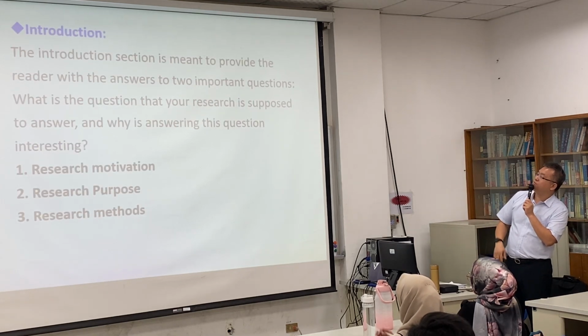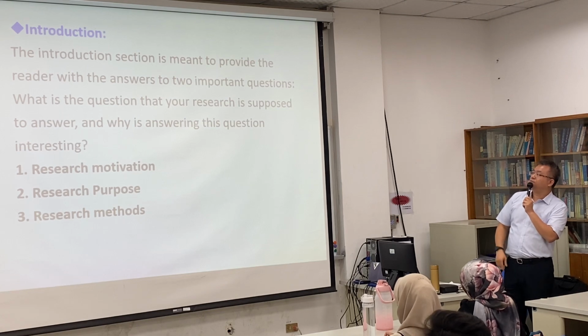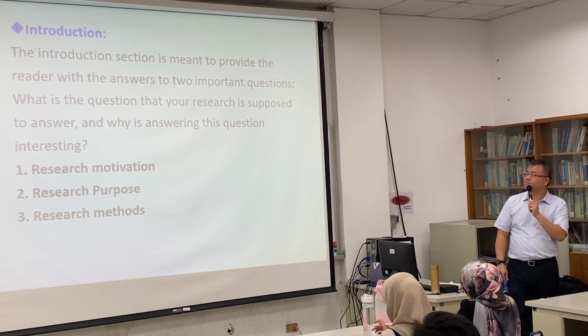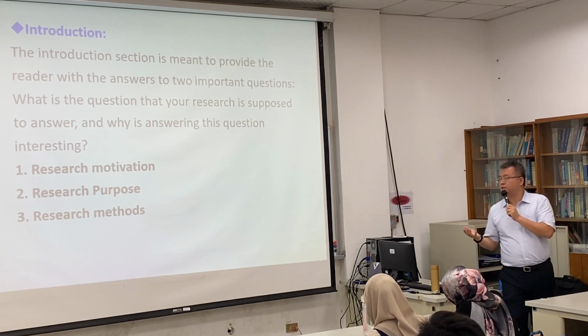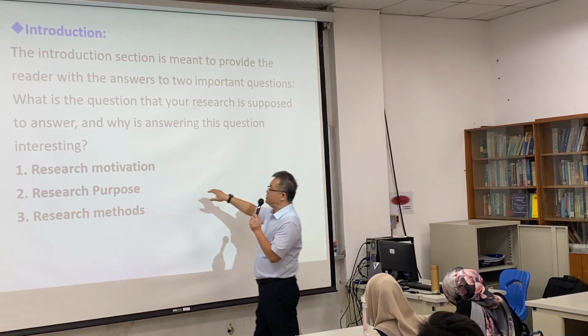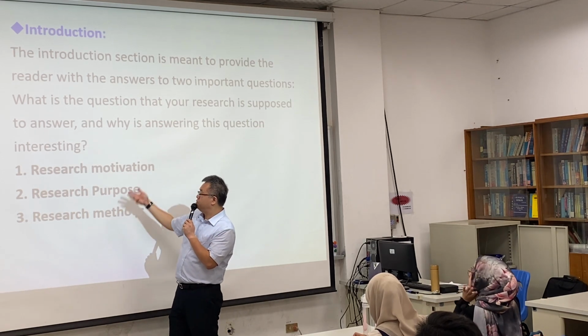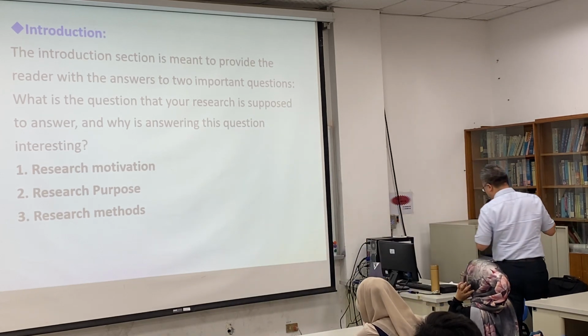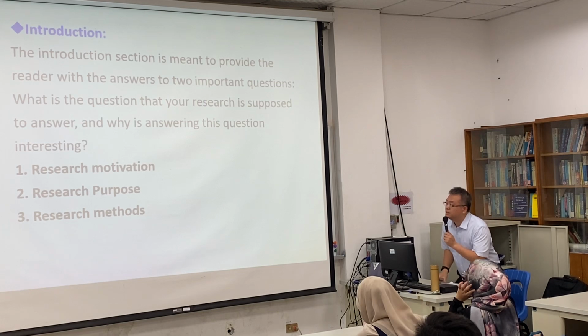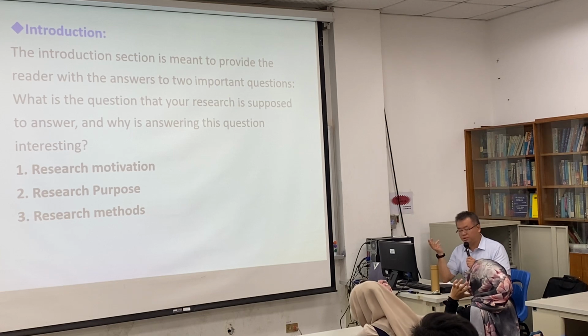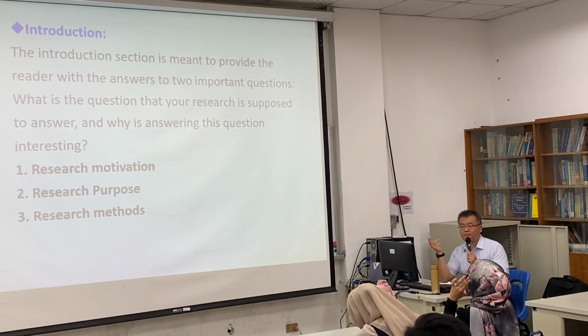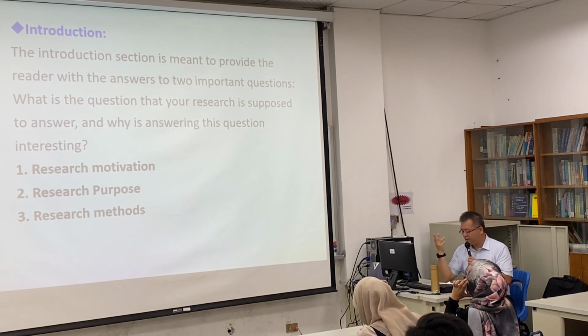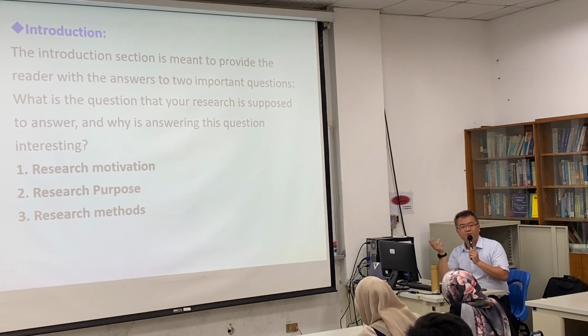Okay, now we move to the five main structures. The first one is the introduction. Basically, the introduction, sometimes we say, needs to contain the research motivation, purpose, and the research method. This part, what can I say? This part is where we want to show our readers what kind of answer you want to give them, or how to answer your interest.